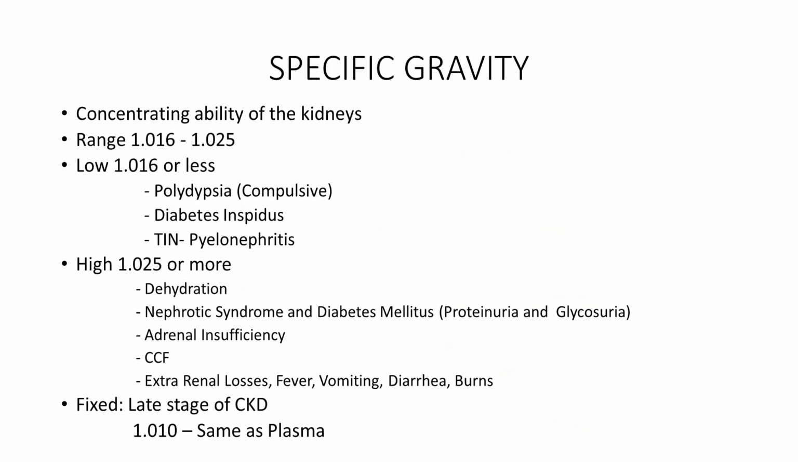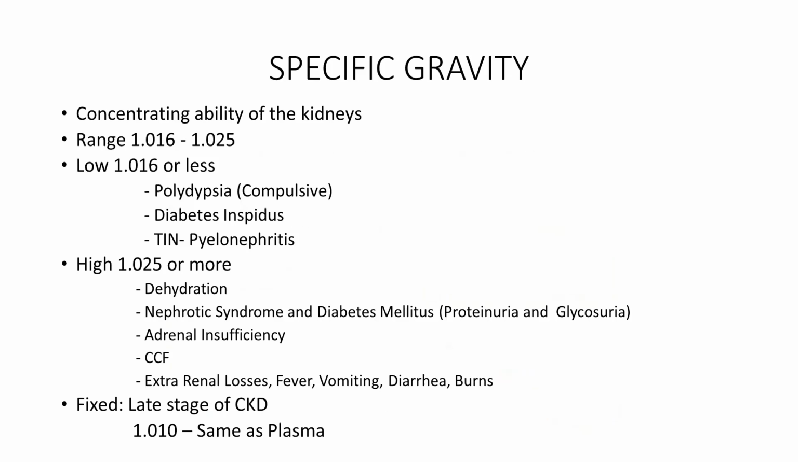Specific gravity. This is an important test. In fact, it shows the concentrating ability of the kidneys, and ranges from 1.016 to 1.025. Low specific gravity is usually seen in patients with polydipsia, that is compulsive polydipsia, people who drink too much water, in diabetes insipidus and pyelonephritis.